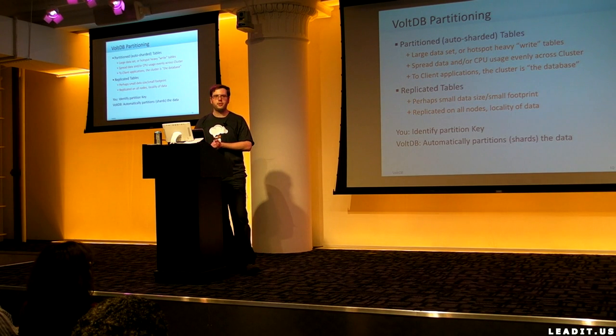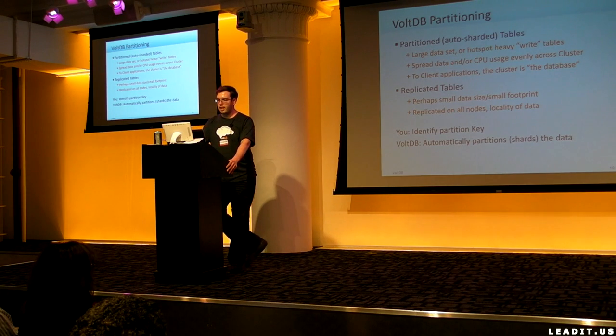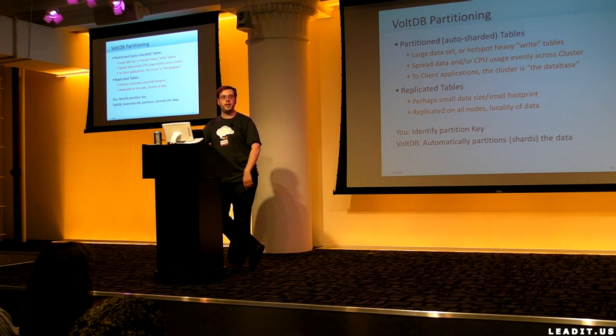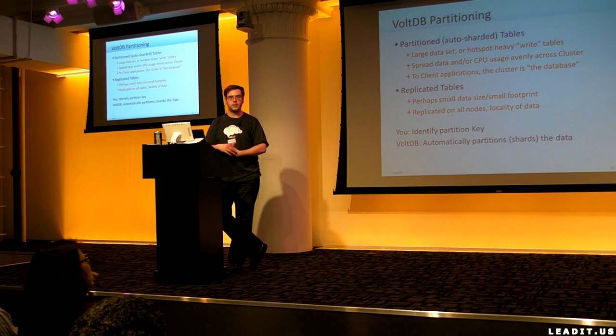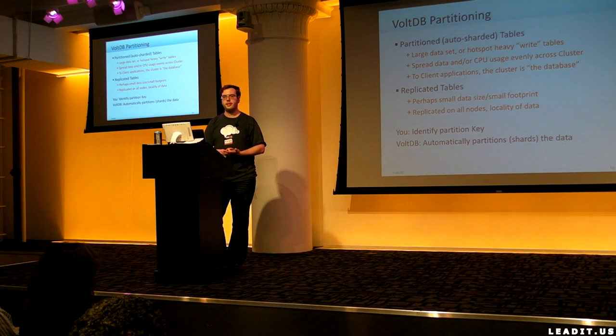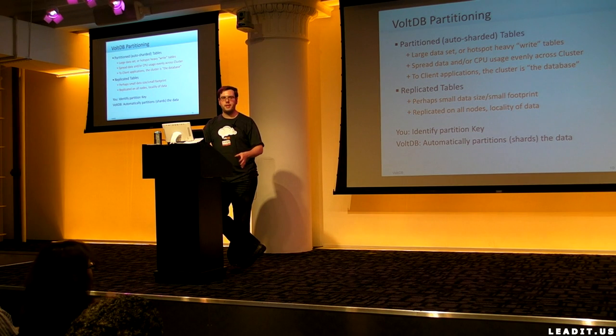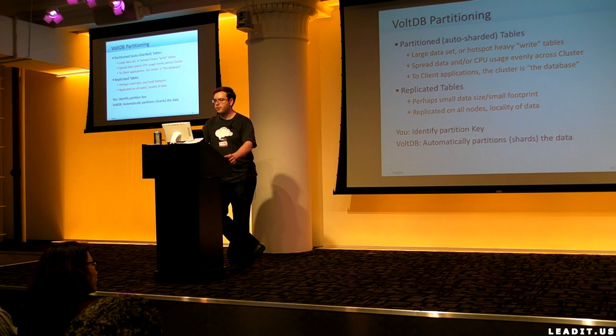So VoltDB supports two types of tables: partitioned, which are the auto-sharded tables that Volt manages for you. So these tables are for your hot data sets, so either lots of load coming into the data, or it's just a large data set, and so you want to spread the data out for storage reasons. And to client applications, there's just a database, and they submit queries, and the database routes them to the place they need to go to.